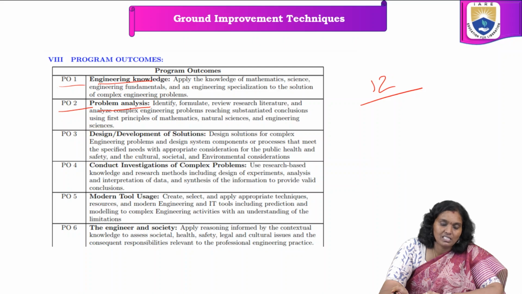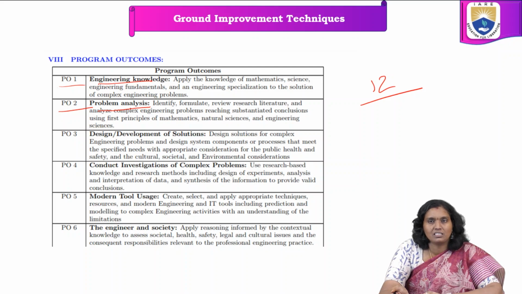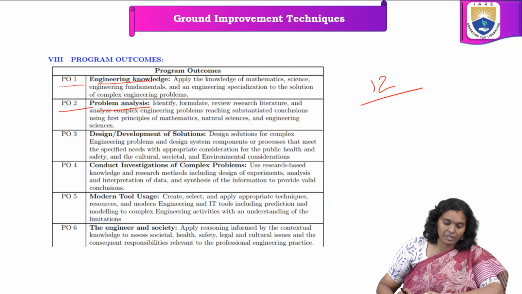And conduct investigations of complex problems, use research-based knowledge and research methods including design of parameter, analysis and interpretation of data and synthesis of the information to provide valid conclusions. In modern tool usage, create, select and apply appropriate techniques and resources and modern engineering and IT tools including prediction and modeling to the complex engineering activities with an understanding of the limitations.